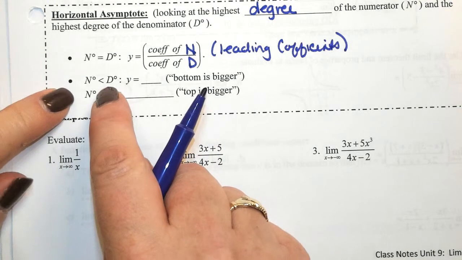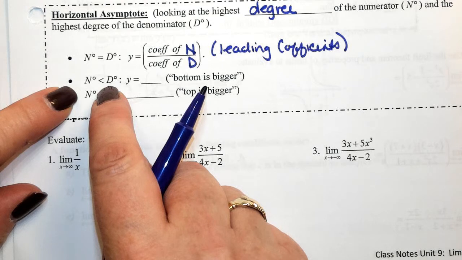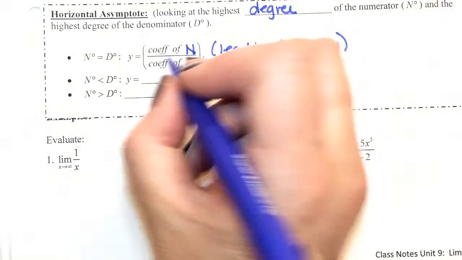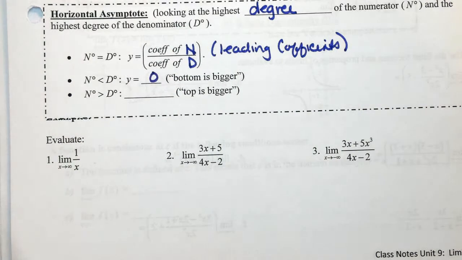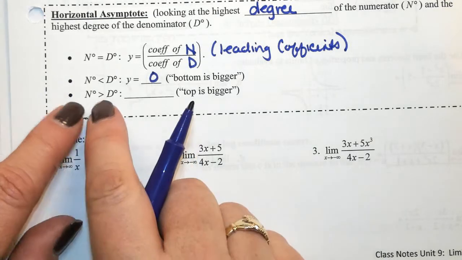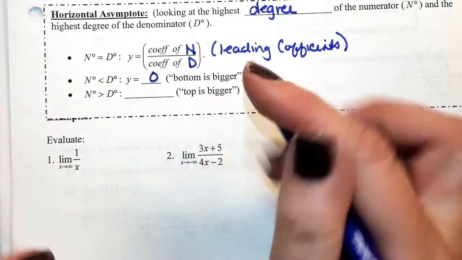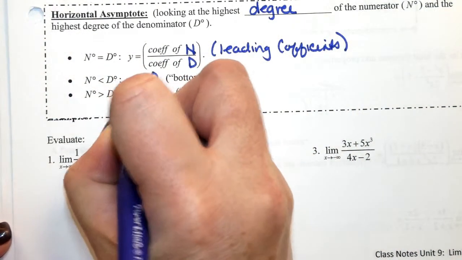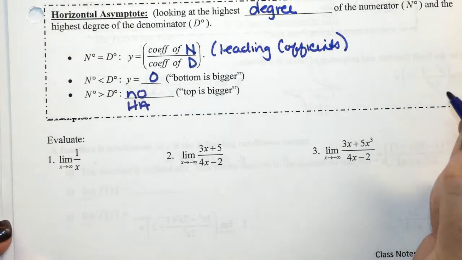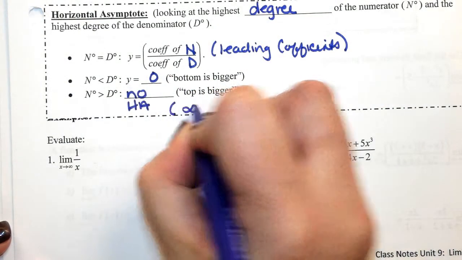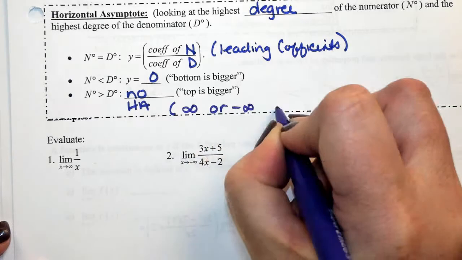If the degree of the numerator is less than the degree of the denominator, remember your horizontal asymptote is at y equals 0. If the degree of the numerator is larger than the degree of the denominator, the top is bigger, remember, there is no horizontal asymptote. Then we'd have to look at the end behavior. It would be infinity or negative infinity for the end behavior.